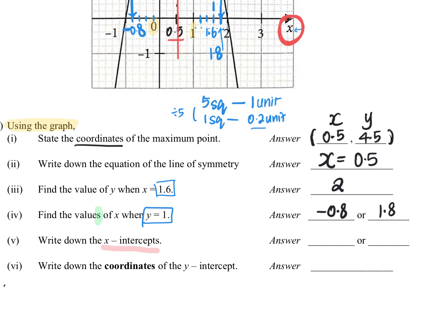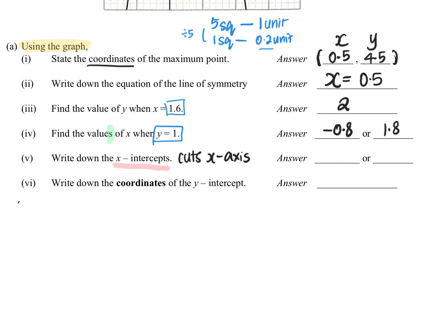Now next question, write down the x-intercepts. X-intercepts means where it cuts the x-axis. The question here says x-intercept. They didn't say it's a coordinate. So the x-intercept is just the x value, the x number, only the x value. They didn't want the coordinates. If it's coordinates, then it is x comma y. But now they only say the x-intercept, so they only want the x value.